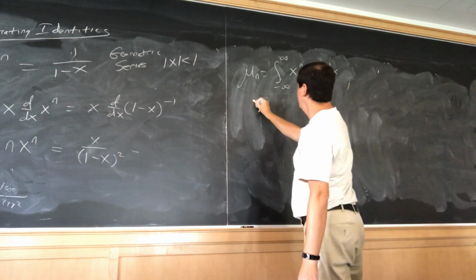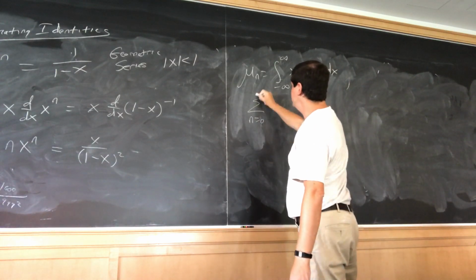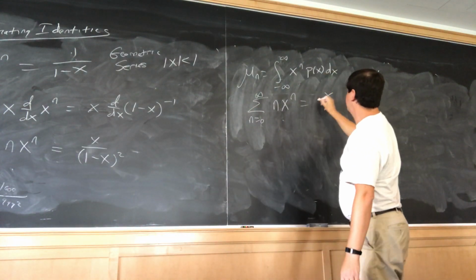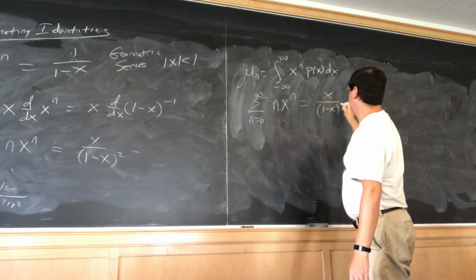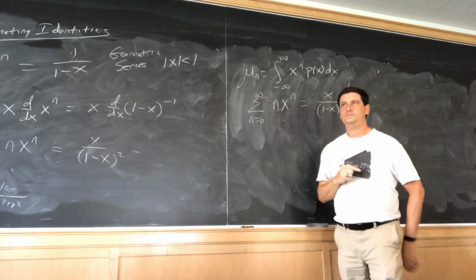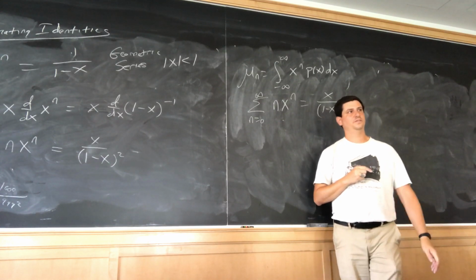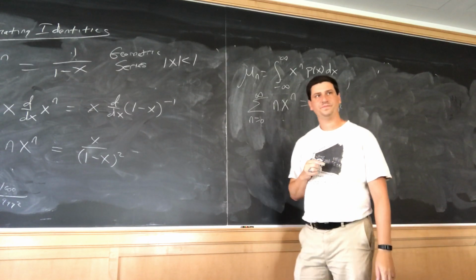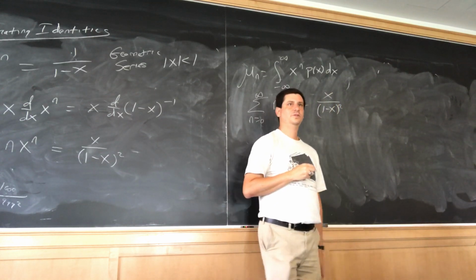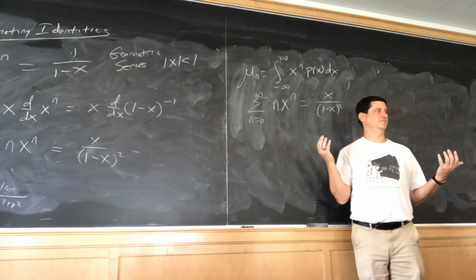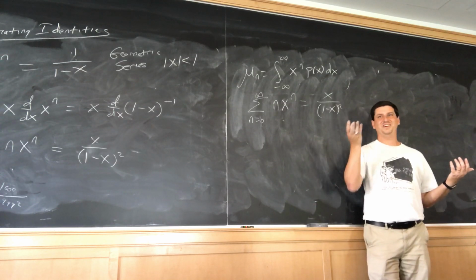So we have now the sum, n goes from 0 to infinity, of n x to the n, is x over 1 minus x squared. What could we do now? What could I do now? I've still got like 7 minutes to fill. Yeah, you can do it again.